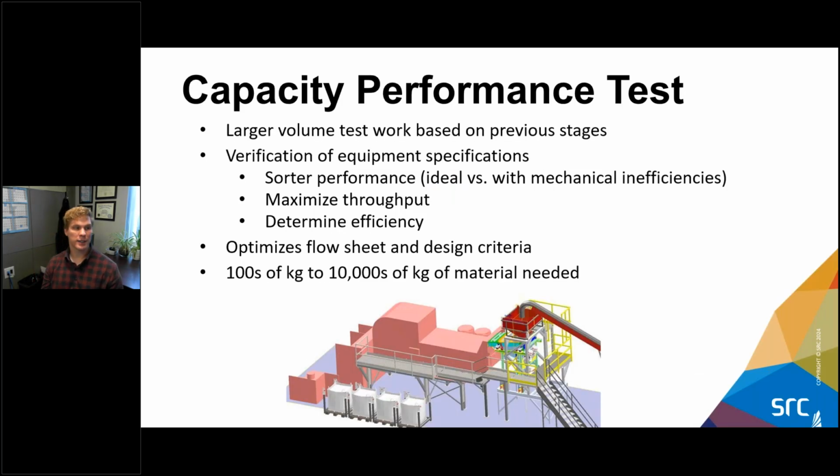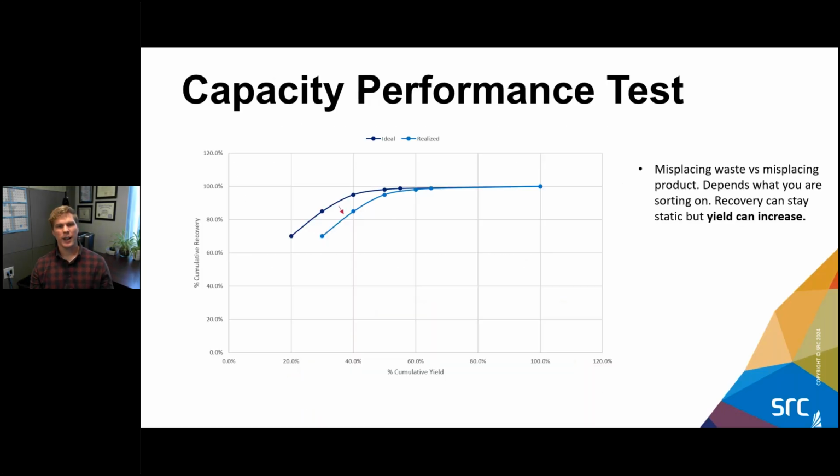And then you'd move on to that capacity performance test. So it's a larger volume. It can be hundreds of kilos to tens of thousands of kilograms. And it's really for optimizing your flow sheet design. It's going to show that ideal performance versus the actual realized performance with the mechanical inefficiencies. So what kind of throughput can I put through, and what kind of trade-off to my efficiency am I going to get? How many misplaced particles am I going to get, and what does that actually mean for my yields and my recoveries? So this is a pretty exaggerated example, but there's kind of two misplacements, like I talked about, that can happen.